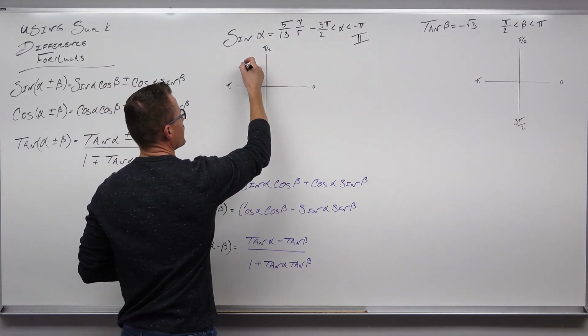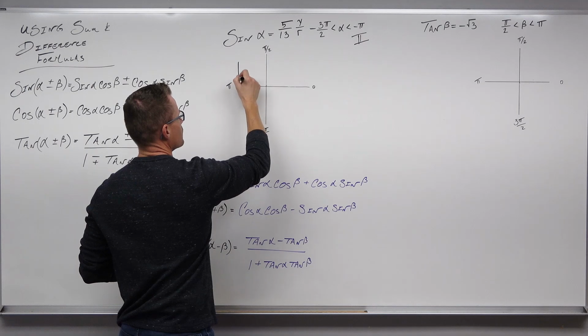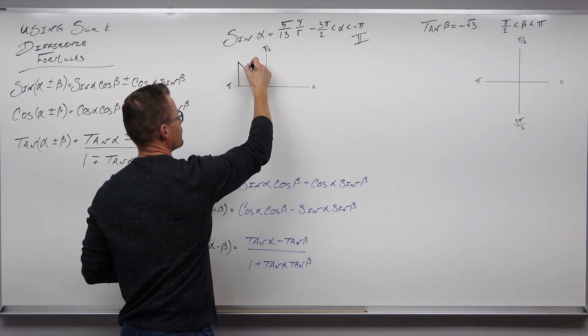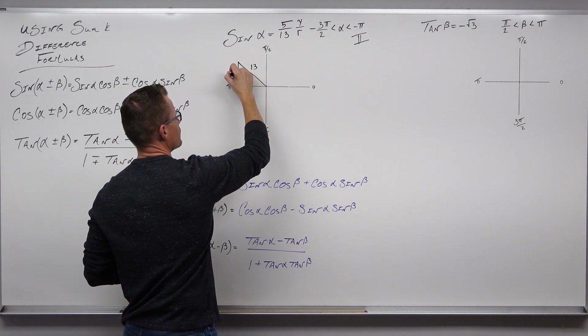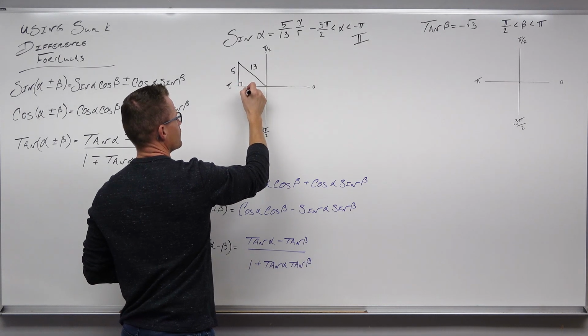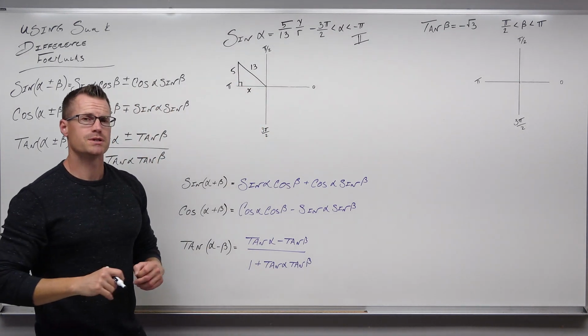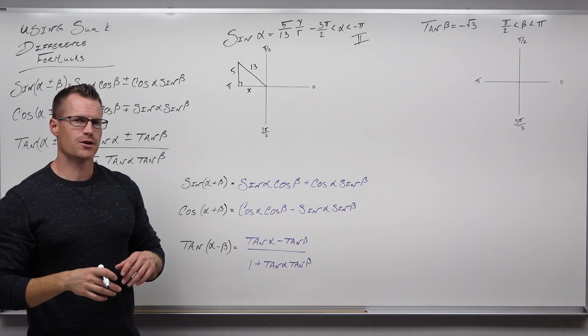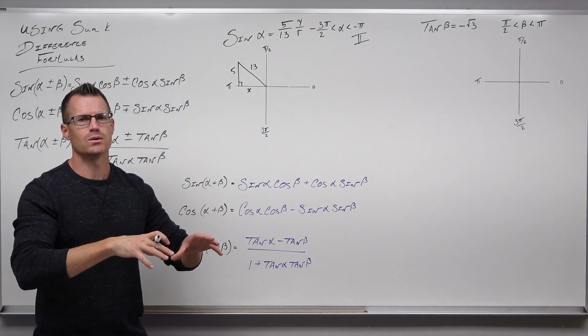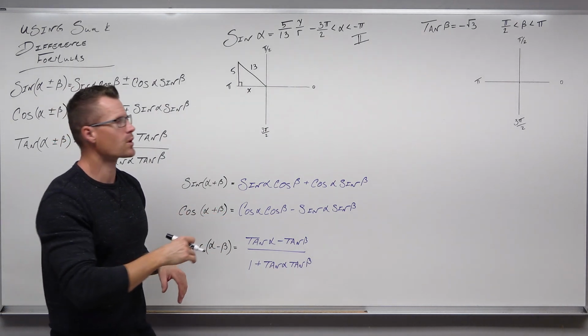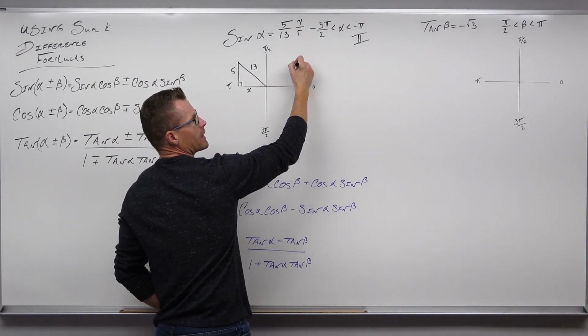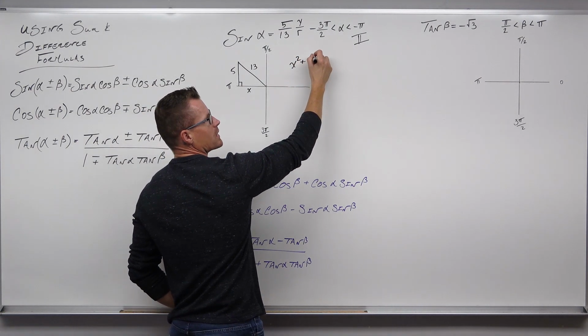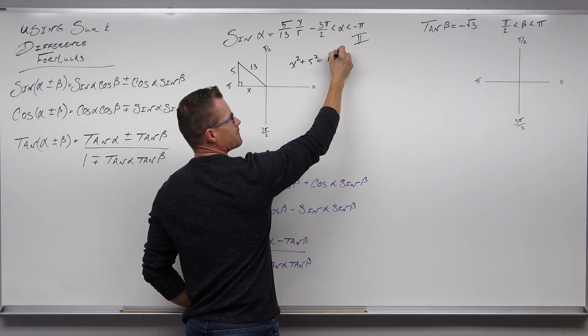So positive 5 and 13. Let's go ahead and do Pythagorean theorem. Let's figure out what that x is, because that's going to yield cosine of alpha and tangent of alpha for us. So x squared plus 5 squared equals 13 squared.